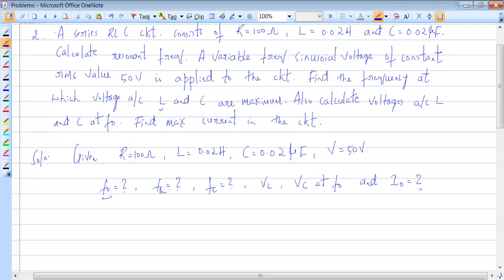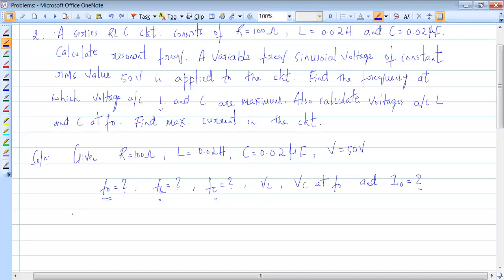the FC, and the FL. What is FL? FL is the frequency at which the voltage across the inductor is maximum. That frequency we need to find out, which we already have derived. And FC is the frequency at which the voltage across the capacitor is maximum. They are also asking us the voltages across L and C at resonance and the maximum current. So let's move on with the solution now.